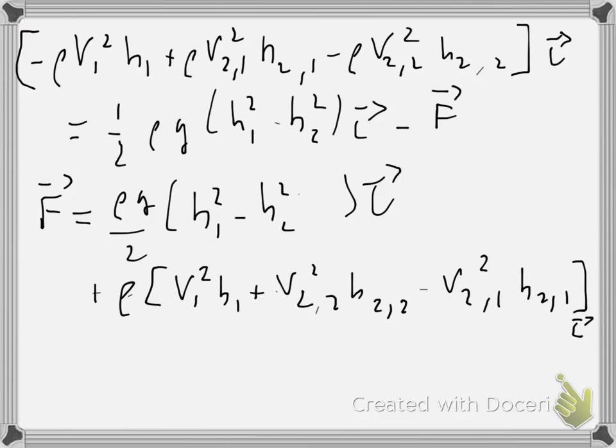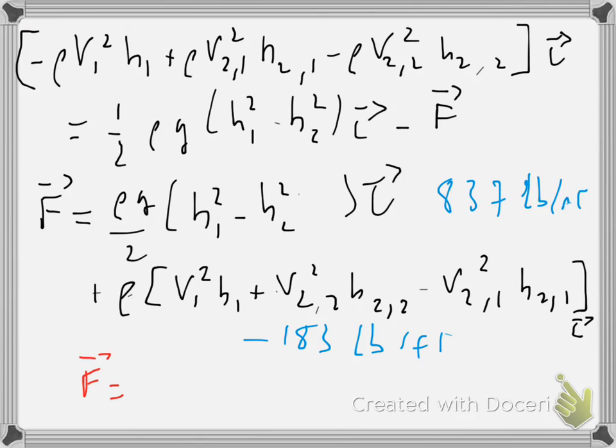Alright, so when we replace all those symbols by their value, the first term here is equal to 837 pounds per foot, and this term, I believe, is, hang on, minus 183 pounds per foot. So in the end, F is equal to 653 pounds per foot i. And so the force is indeed going this way. This is it.